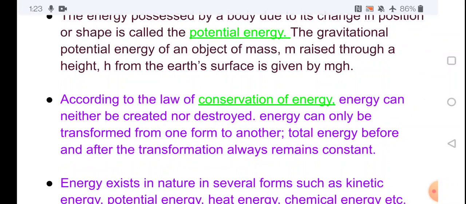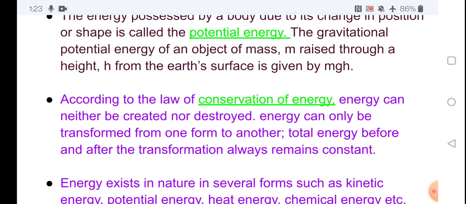According to the law of conservation of energy, energy can neither be created nor be destroyed. Energy can be transformed from one form to another form. The total energy before and after transformation will always remain constant.